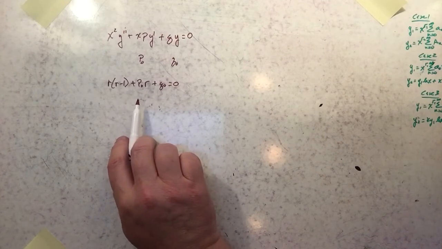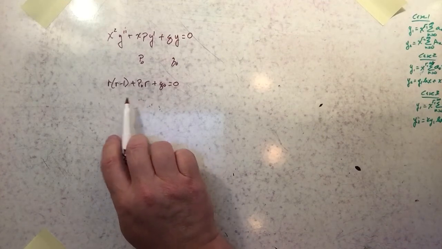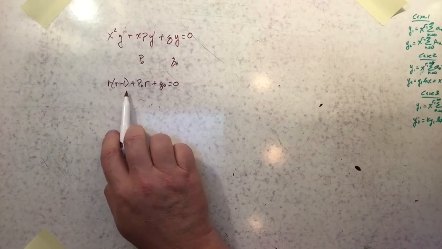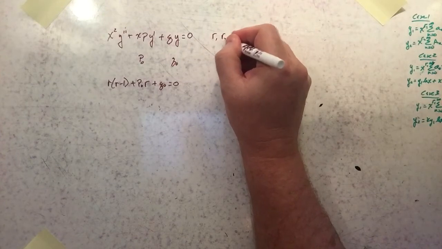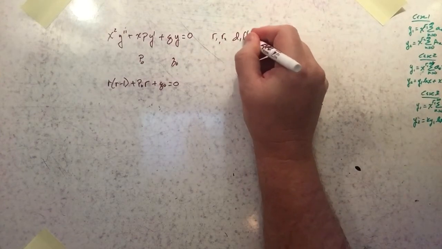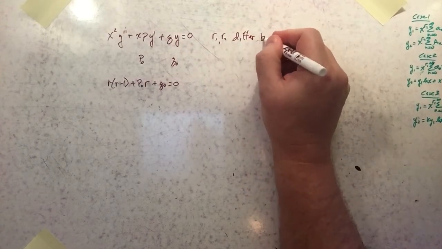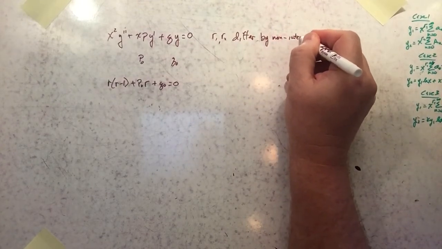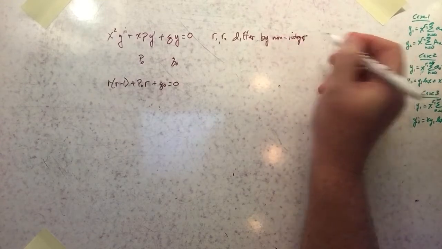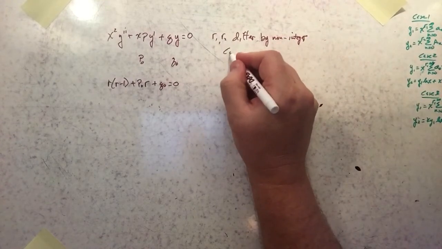In case 1, basically the difference between the two roots is a non-integer. So r1, r2 differ by a non-integer. And if that's the case, then this is case 1.